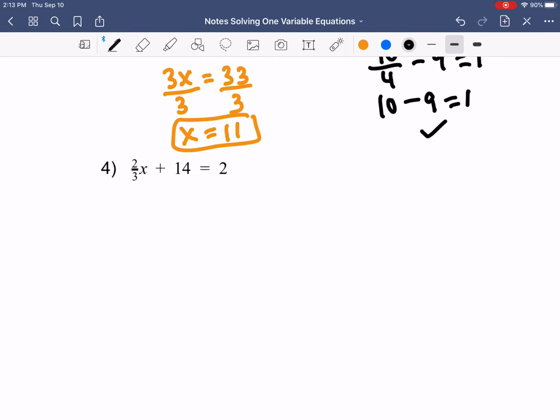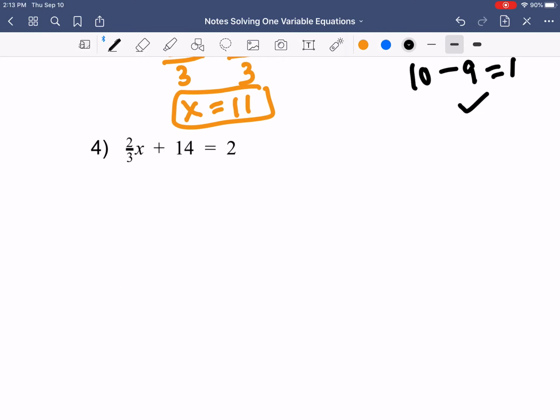Last equation, it has a fraction. So that's the first thing that we're going to get rid of. I always like to isolate my fraction at the beginning. It's possible you could have multiple fractions. If you have multiple fractions, instead of multiplying by the reciprocal, you multiply everything by the lowest common denominator, whatever you would find as your lowest common denominator, you multiply everything by that. Okay, so I'm going to isolate my fractions. I'm going to subtract 14 on both sides. I get 2/3 x equals negative 12.